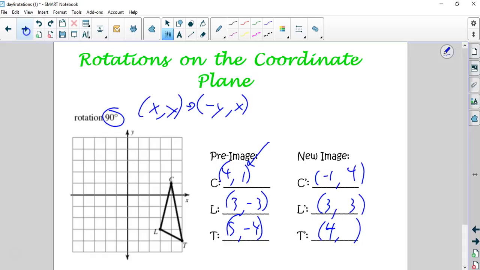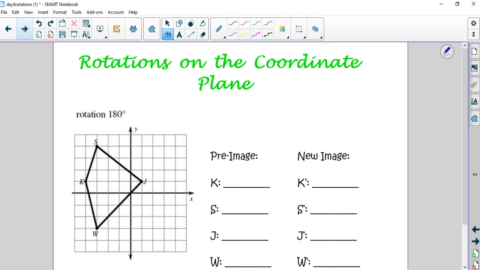4, 3, and 5. -1, 4, right here, C prime. 3, 3, L prime. And T at 4, 5. Horrible triangle. Once again, it rotated 90 degrees this way. This just takes practice.